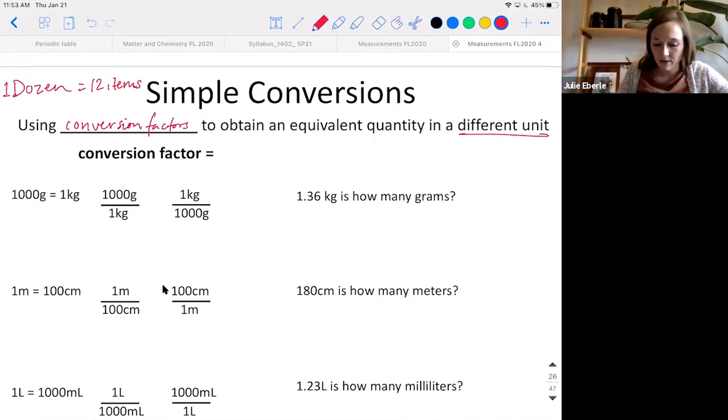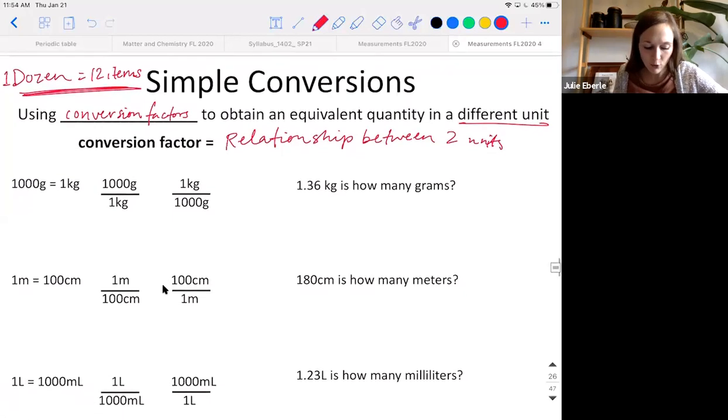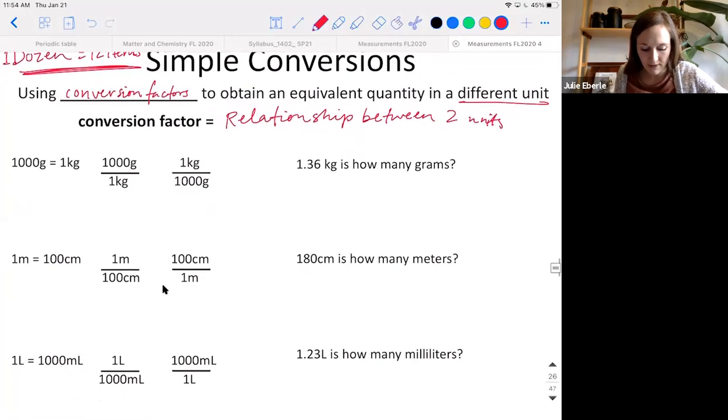So a conversion factor is simply this: a relationship between 2 units. Just like I wrote up here, that's a relationship between 2 units. We'll do most of these problems. We might skip over a few here and there to get to some later ones. I have one more poll question that I want to launch before time's up. But let's just start with the first problem.